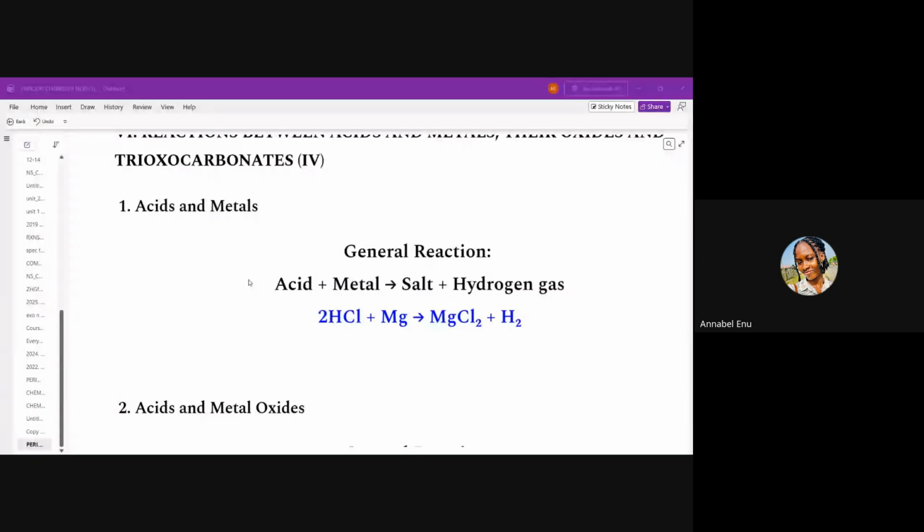Now, when it is just metal the acid is reacting with, the metals include group 1 and group 2 elements. So we are dealing with reactions of group 1 and 2 elements. It gives us salt and hydrogen gas. So we can see an example of that process on the screen.